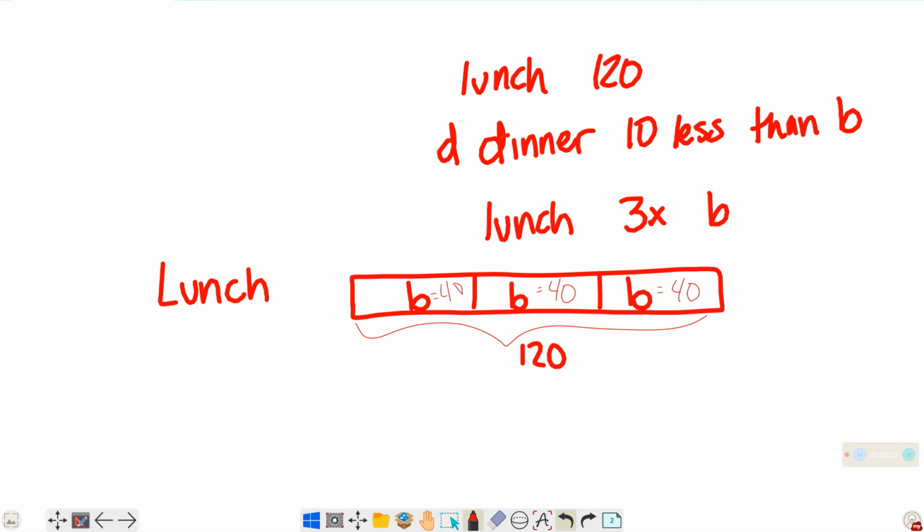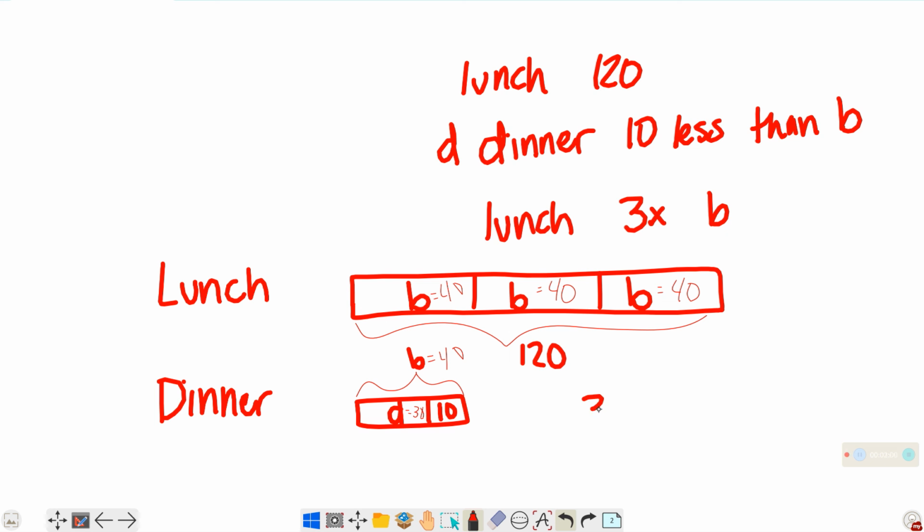But we also want to know how many people were there during dinner. And it says dinner is 10 less than B. Okay, so here's B, but we need to take 10 out of it. This whole piece is represented by B, and we know B is equal to 40. So for dinner, if we remove 10 from 40, we would get that there were 30 people at dinner.